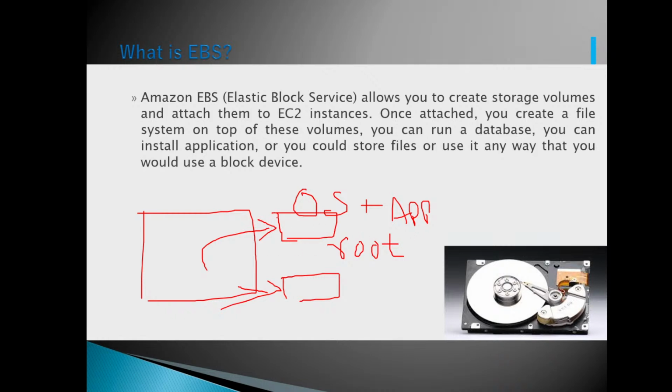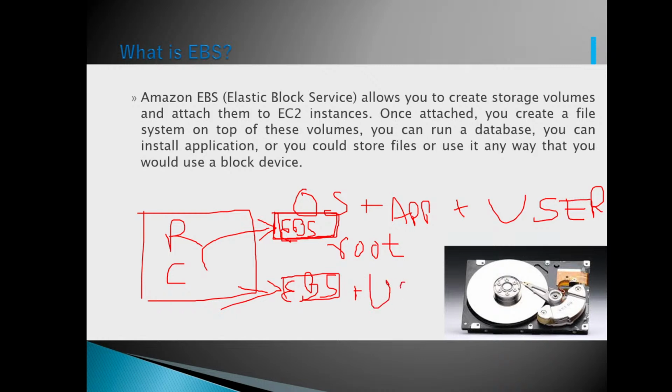So even on your root device, you can store the data, but it is primarily for OS and application, plus you can store your user data as well. Primarily, you require a RAM, a CPU, and a root device. On the root device, we are storing application and OS. If you want, you can store user data as well. So this is one type of EBS volume. The second type of EBS volume is an external volume you attach, on which you are not installing your OS, you are just putting the user data.